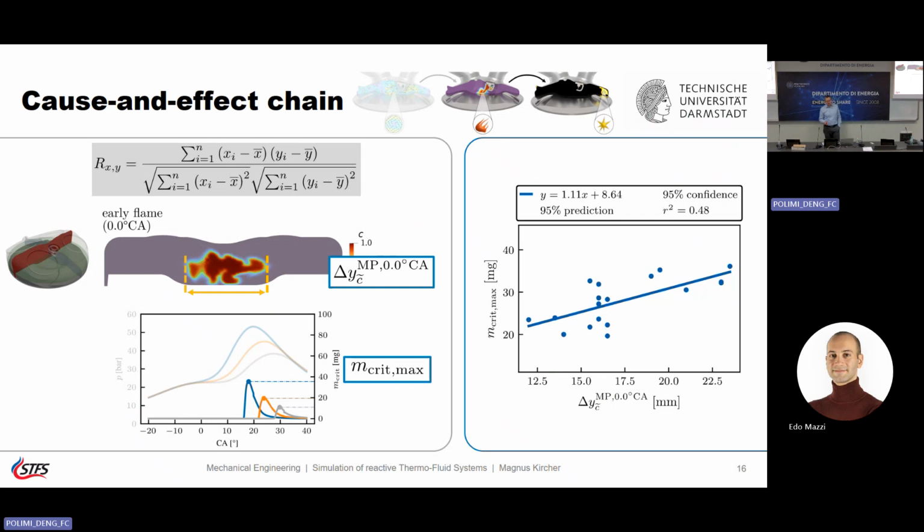If we plot the flame width against the critical mass and do some regression, we see a linear trend, which indicates that a larger flame width at top dead center is correlated to a higher critical mass, or a higher knock intensity at the end of the combustion phase. And this is somewhat interesting, so it is investigated further, now locally.